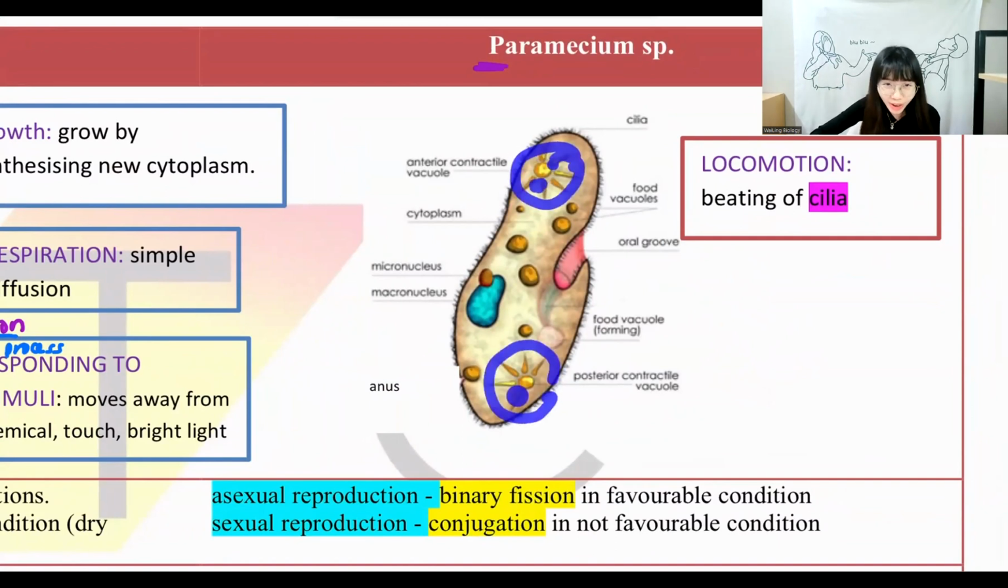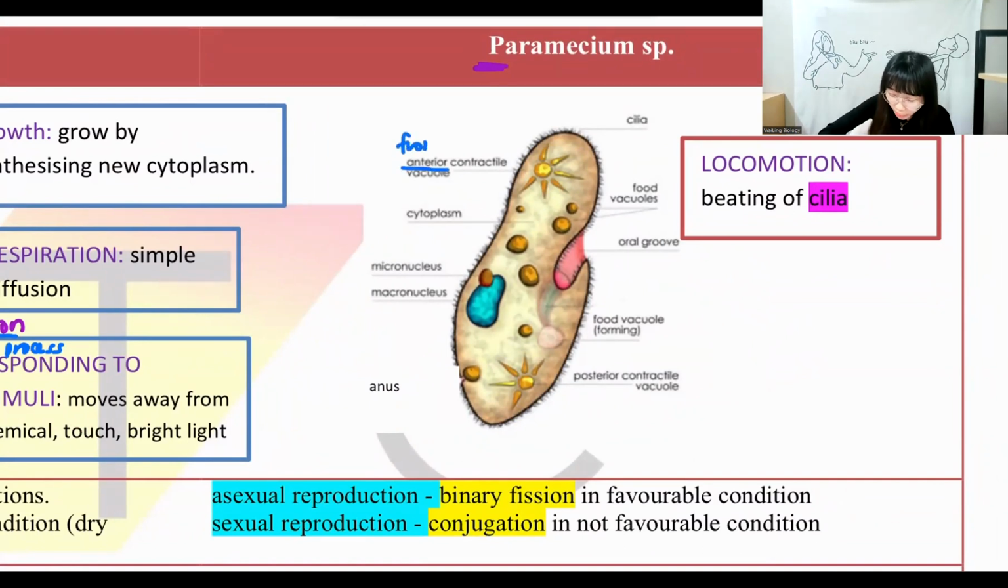Contractile vacuole. So we have anterior and we have posterior. We learned this in chapter 1. Anterior is front. Posterior means back. You learned this in chapter 1, right? Front means anterior, posterior means to the back. So the function is the same. What is the function of the contractile vacuole again? To control what, guys? The function of the contractile vacuole is to control osmotic regulation. Very good. It's to control the water balance in the cell.